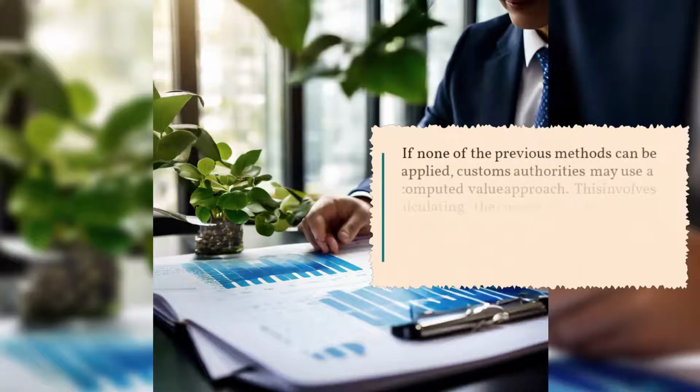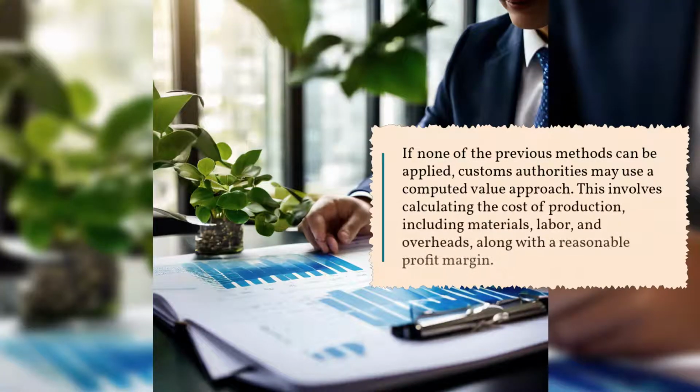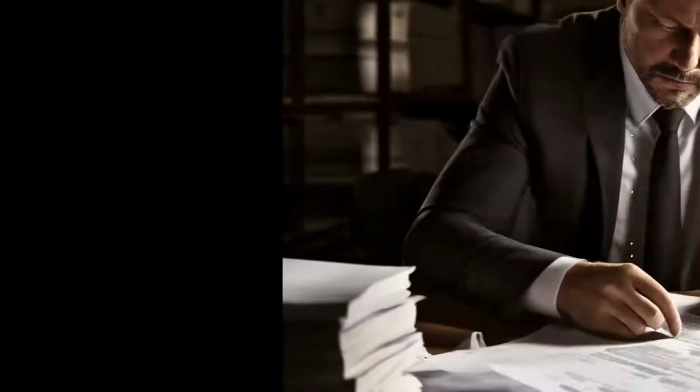4. Computed value. If none of the previous methods can be applied, customs authorities may use a computed value approach. This involves calculating the cost of production, including materials, labor, and overheads, along with a reasonable profit margin.